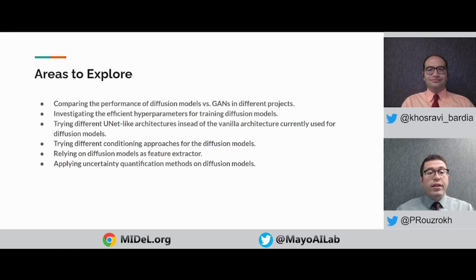The same goes for different unit-like architectures. Paddy already did a lot of work and experiments on that. He tried different unit architectures. Currently, as you said, the original unit is doing a very nice job, but I'm pretty sure that sooner or later other kinds of architectures are going to be implemented in different applications. Conditioning approaches and relying on diffusion models as feature extractors are other areas of research people can work on. And finally, uncertainty quantification, as you mentioned, is also an area of research.